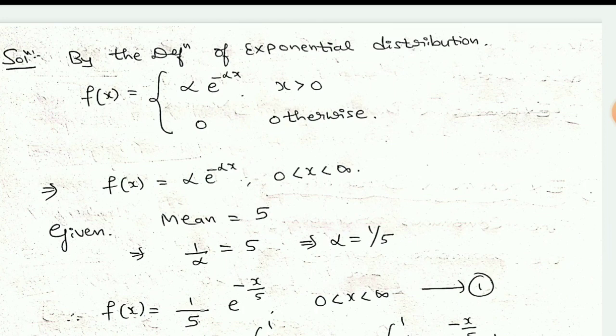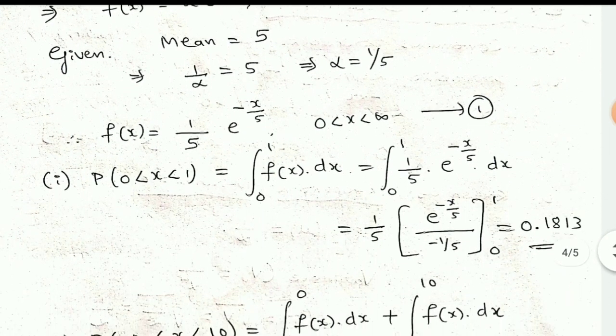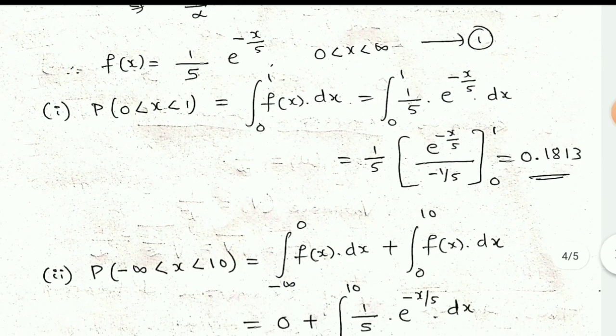They have given mean is 5. But in the case of exponential distribution, mean means 1 by alpha. So 1 by alpha equal to 5. I want the value of alpha, so alpha equal to 1 by 5. Substitute in f of x. So what do you get? F of x equal to 1 by 5 into e power minus 1 by 5 into x. Done. We got the formula.